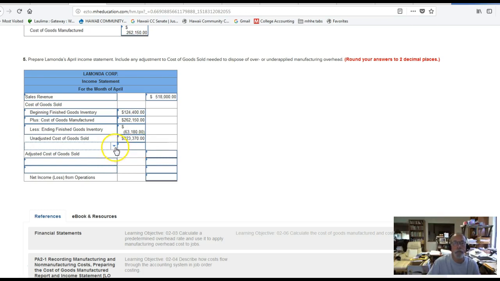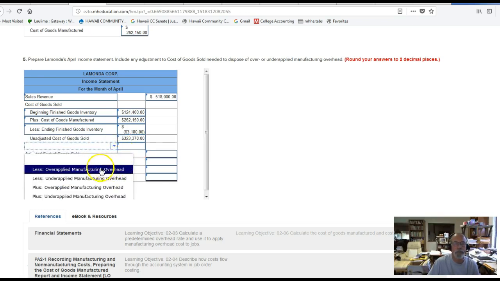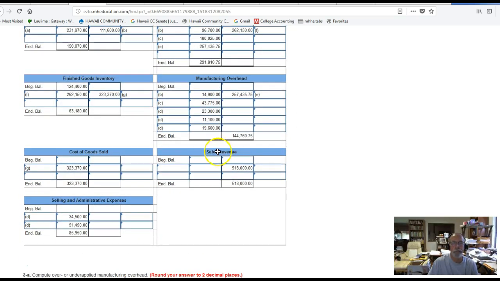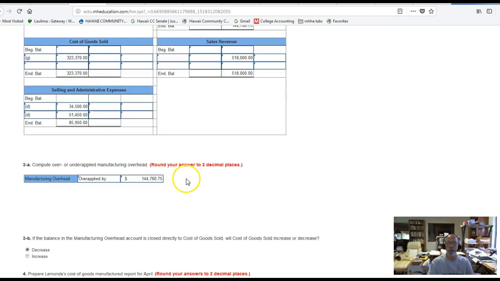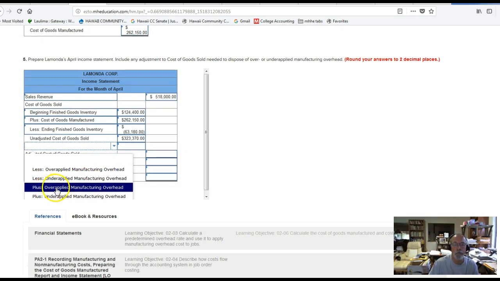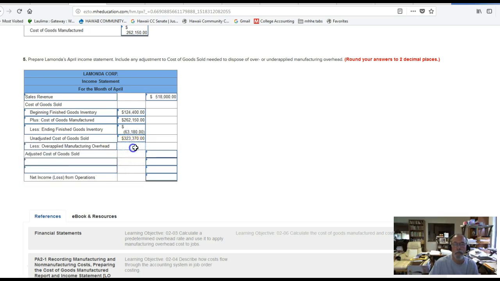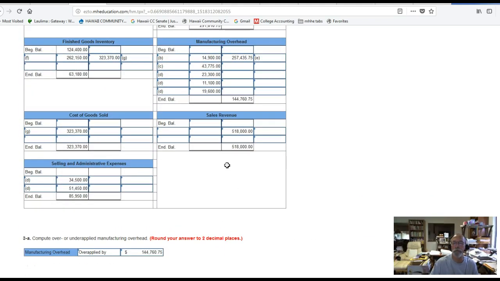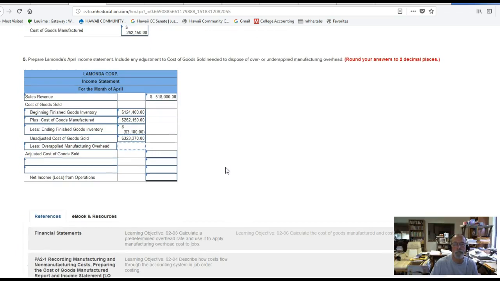And then we need to adjust for our over applied overhead. So again, if our overhead account shows a credit balance, then when we close it, we would debit that amount and credit our cost of goods sold. So that's going to be a subtraction from cost of goods sold for over applied overhead, which was 144,760.75.